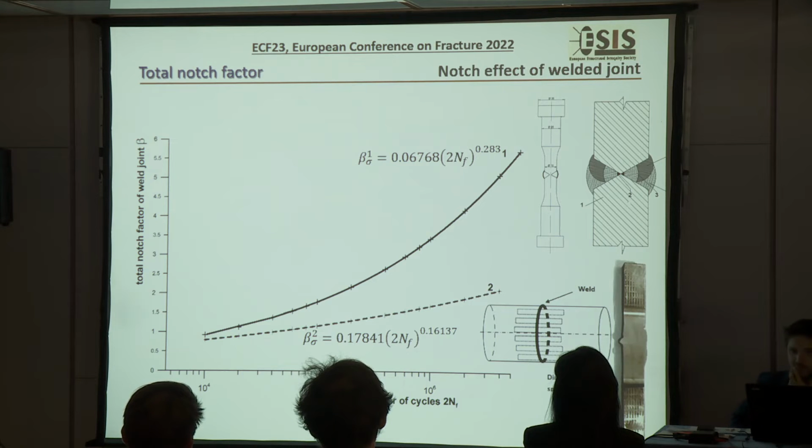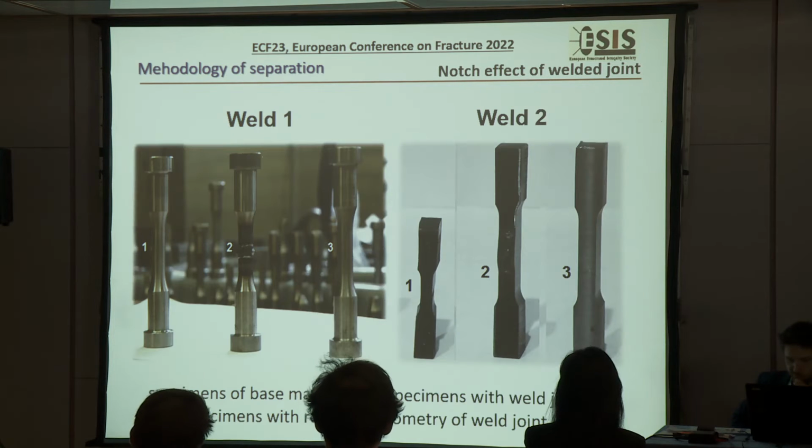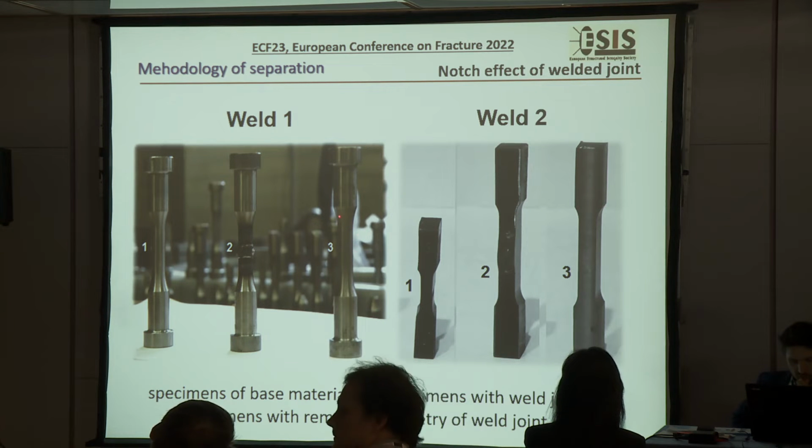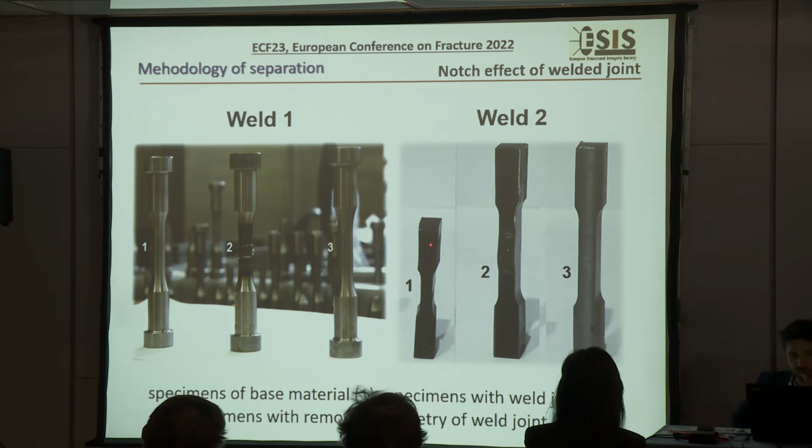Now the question is how it's possible to compose this total notch factor from these two main parts, the technological notch and the geometrical notch. The methodology is based on three groups of specimens which it is necessary to test. This is the basic material, or specimen without the notch; the specimen with the weld; and also the specimen with the weld, but where the weld is removed from the surface by grinding, by milling, by turning. So here: basic material, welded material, and weld with the geometry removed.